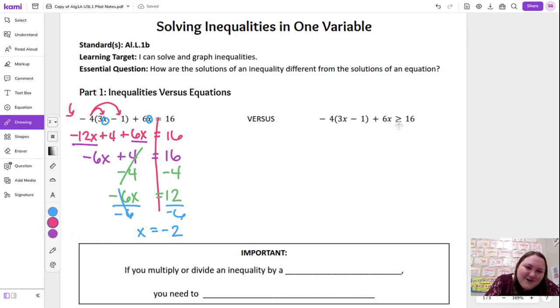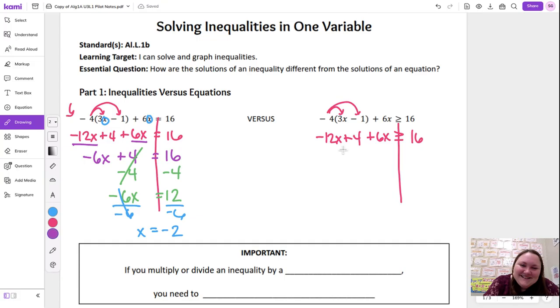Solving inequalities is super similar to solving equations. You go through all the same steps. If you like drawing that line, it would be at your inequality sign instead of your equal sign. And then to solve this inequality, we go through all of the same steps. We would start by distributing that -4. That gives us negative 12x plus 4 plus 6x, but now it is greater than or equal to 16.